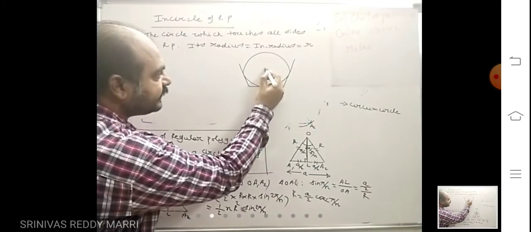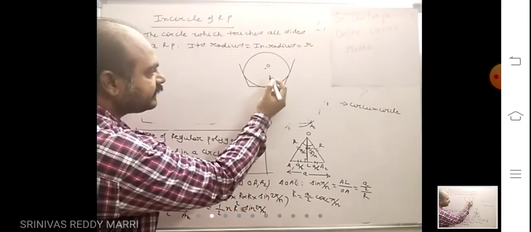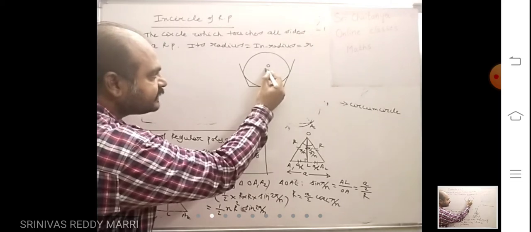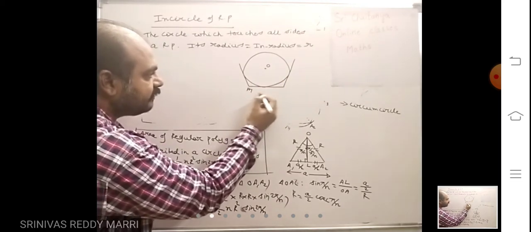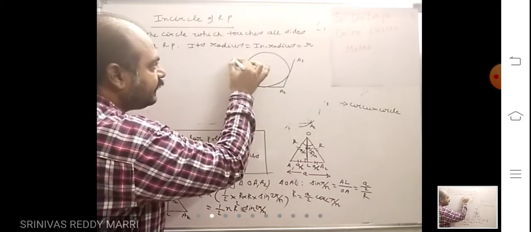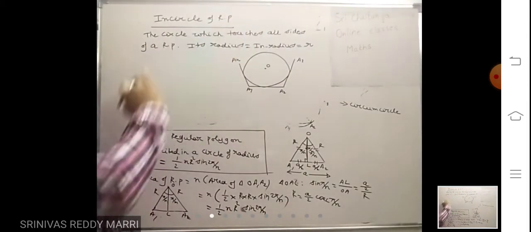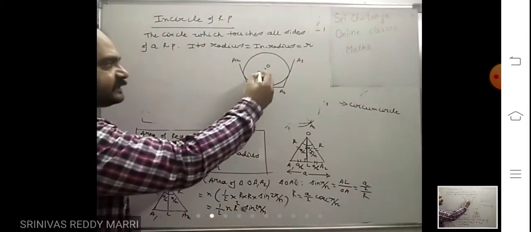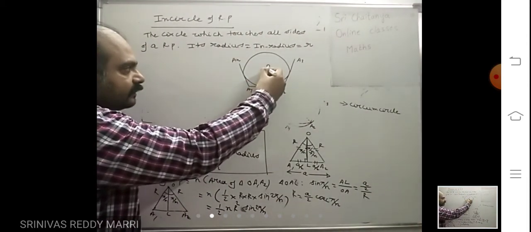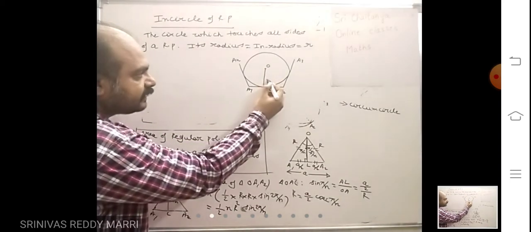Now for this radius, look at this is center O. Here, look at this is A1. This is A2. Like that n vertices will be there. I have just drawn 3, like that n vertices will be there. Right? Radius is nothing but, look at here, this is the radius of the circle.